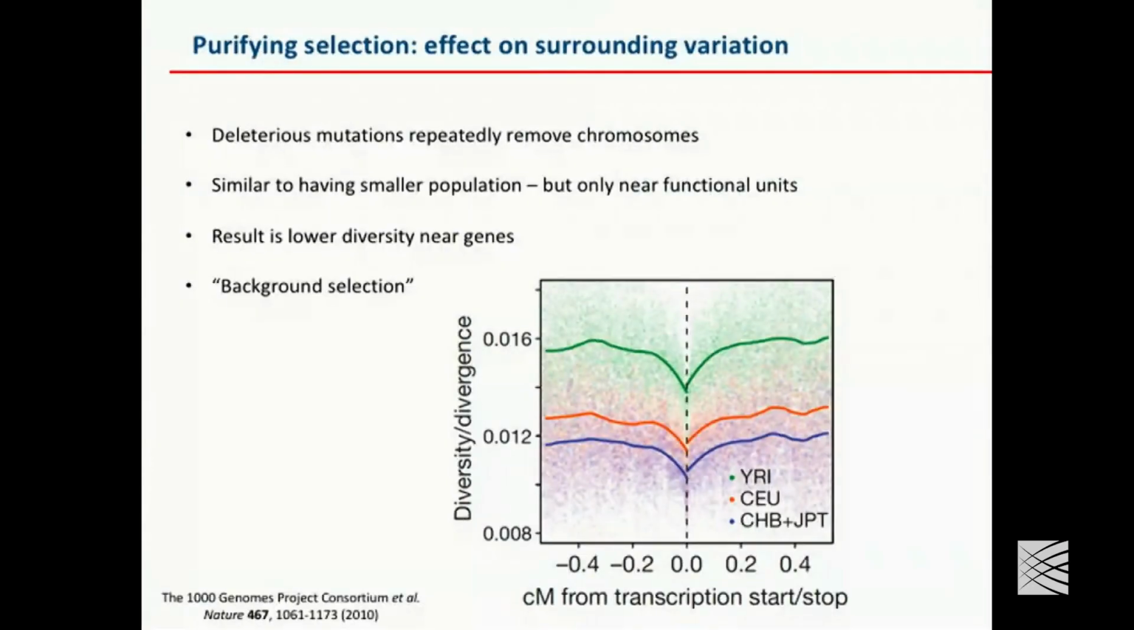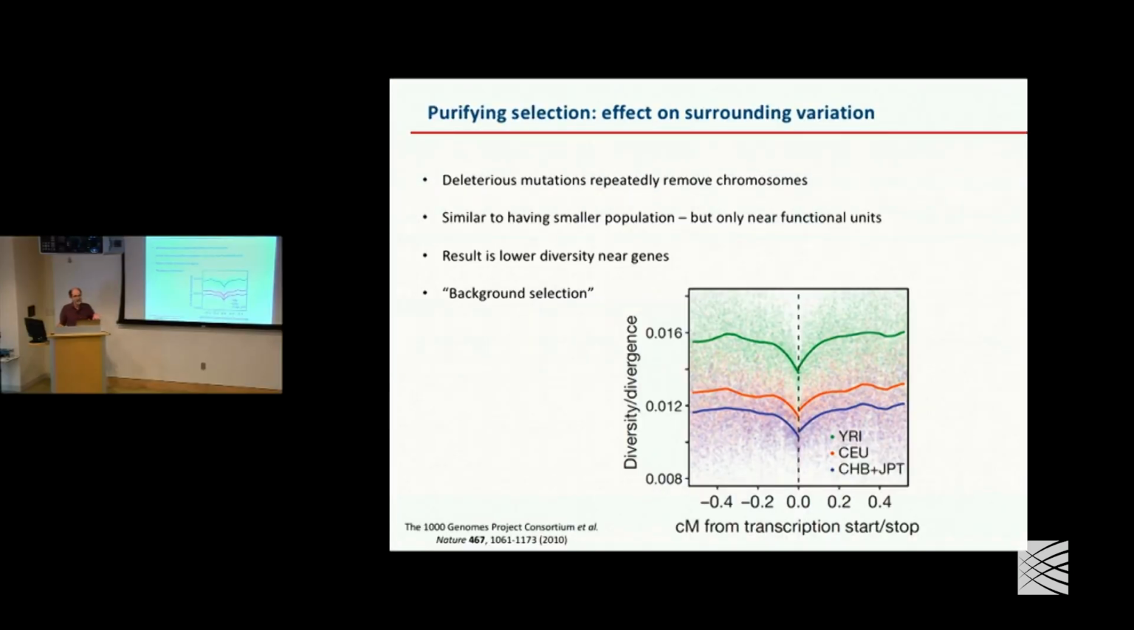Purifying selection affects not only the variant itself, the mutation that might cause a problem, but also the diversity in the surrounding area. When a deleterious mutation happens, that chromosome isn't going to last for a very long time. It happens in a particular chromosome, it might get passed on for a few generations, but it's effectively lost from the population.